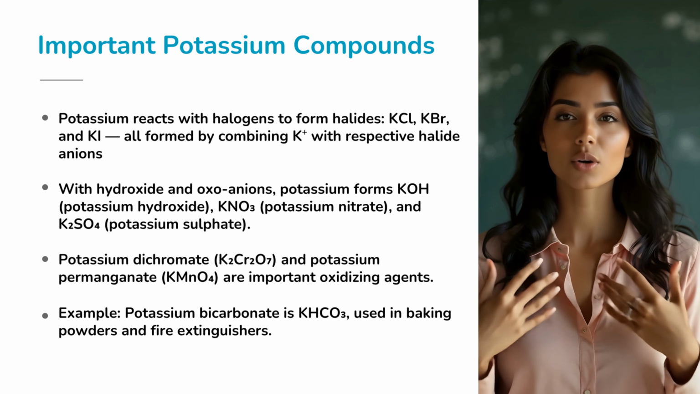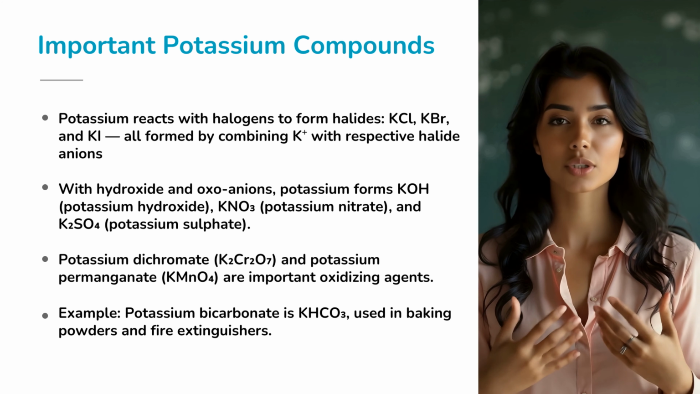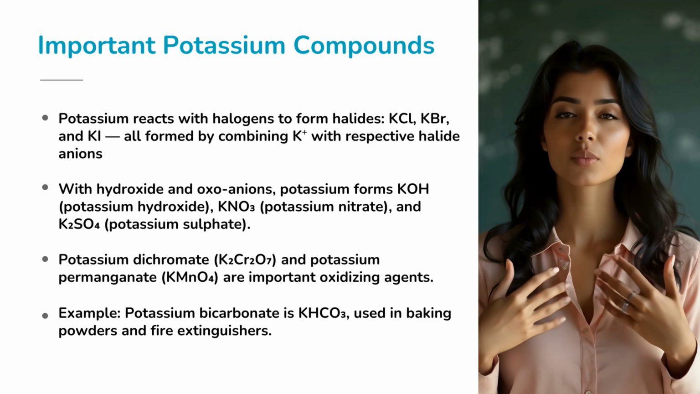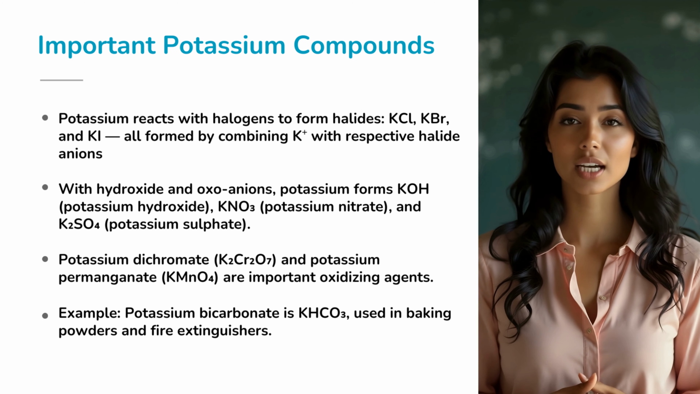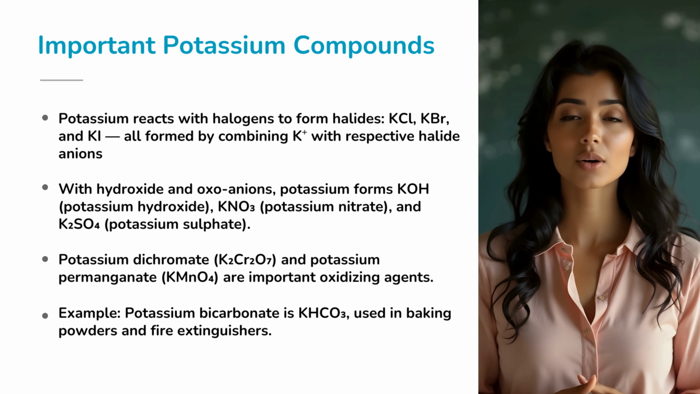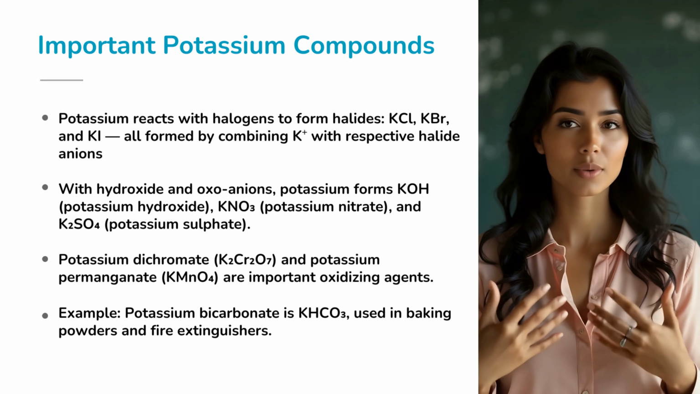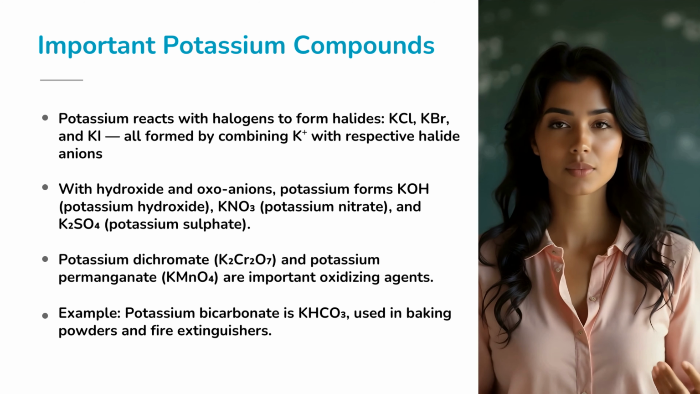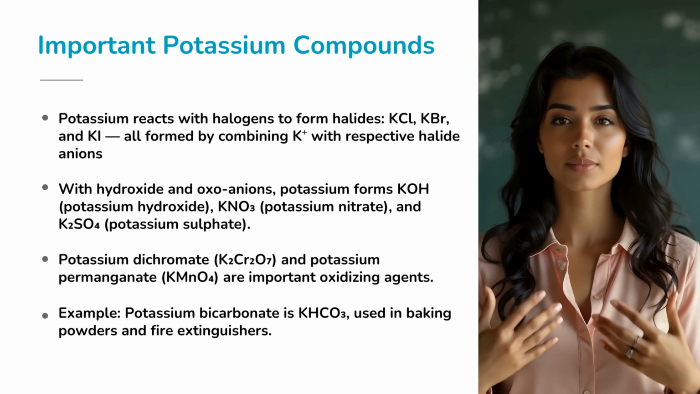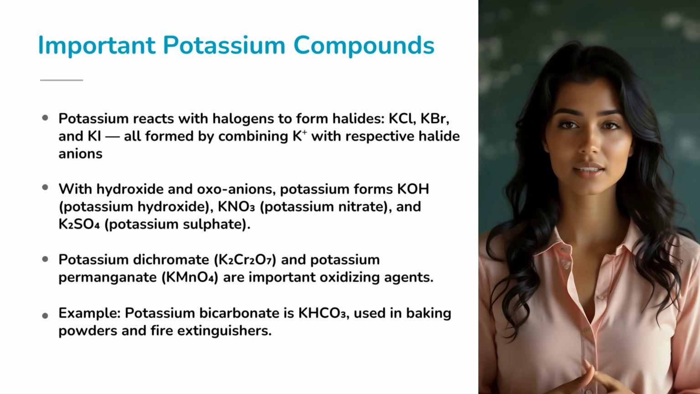Potassium has a valency of 1 and forms the K+ ion. When potassium combines with chlorine, it forms KCl, potassium chloride. With bromine, it's KBr, potassium bromide. With iodine, it's KI, potassium iodide. Potassium with hydroxide becomes KOH, potassium hydroxide. With nitrate, it forms KNO3, potassium nitrate. And with nitrite, it is KNO2, potassium nitrite.